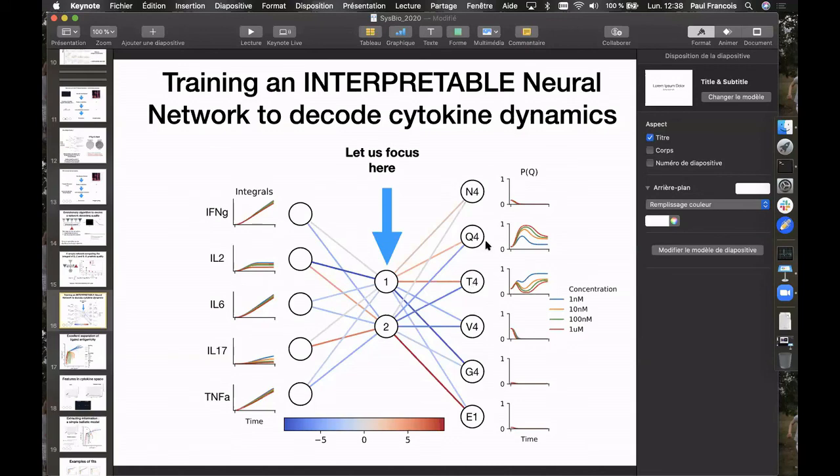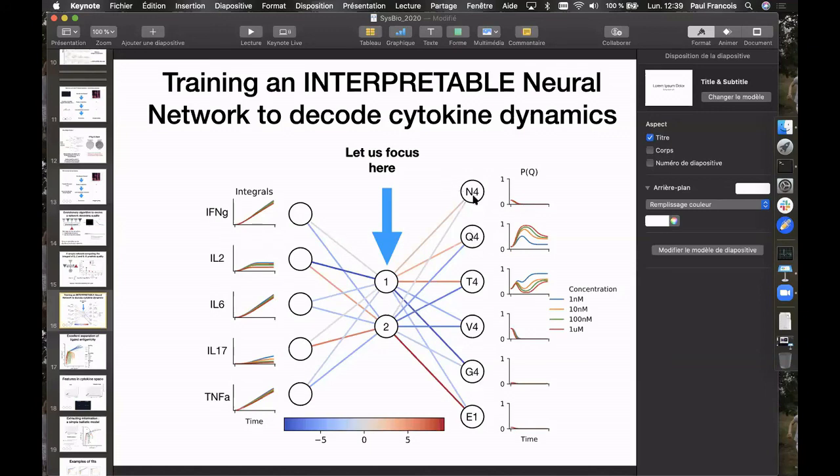Then we train the neural network, based on those dynamics, at every single time point we have the log of the integral. We use these dynamics to predict the quality of the ligands, a priori, the names N4, Q4, T4, V4. So it's more like a category, like in a classical neural network where you would distinguish between 1, 2, 3, 4, 5, 6, 7, 8, 9. But the goal here is to recover the quality, because we know that those ligands are ordered as a function of the quality.